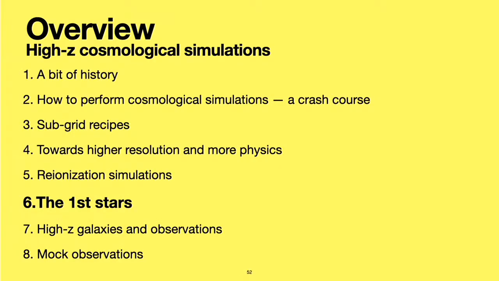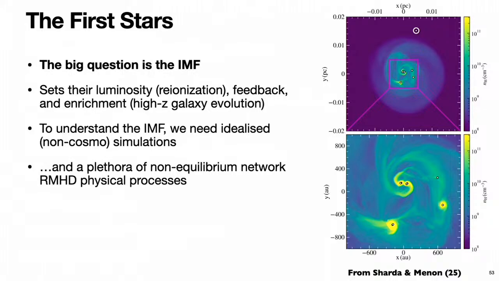The first stars, Andrea did such a good job on this the other day that I'm not going to say very much. Except, the big question in terms of reionization, at least, is the IMF, because that tells you how much feedback is coming from those stars, how much radiation is coming from those stars. So what contribution would they make towards reionization?